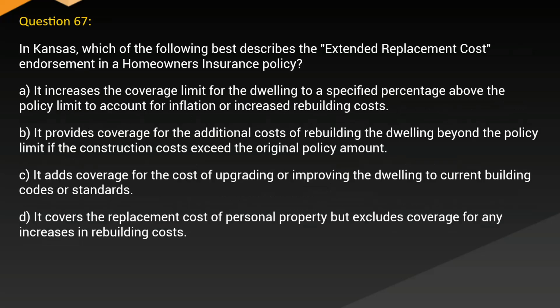Question 67. In Kansas, which of the following best describes the extended replacement cost endorsement in a homeowner's insurance policy? A. It increases the coverage limit for the dwelling to a specified percentage above the policy limit to account for inflation or increased rebuilding costs. B. It provides coverage for the additional costs of rebuilding the dwelling beyond the policy limit if the construction costs exceed the original policy amount. C. It adds coverage for the cost of upgrading or improving the dwelling to current building codes or standards. D. It covers the replacement cost of personal property but excludes coverage for any increases in rebuilding costs.